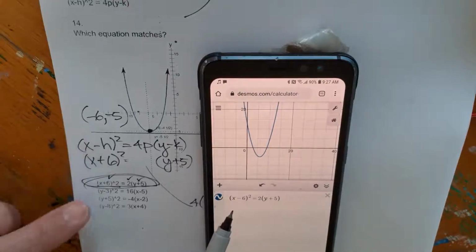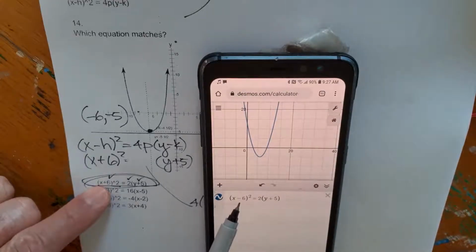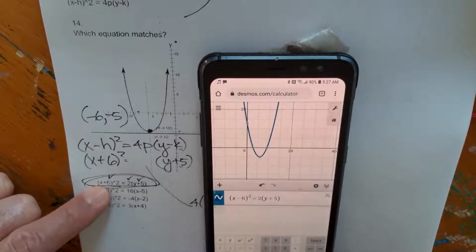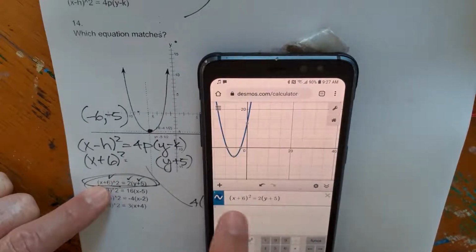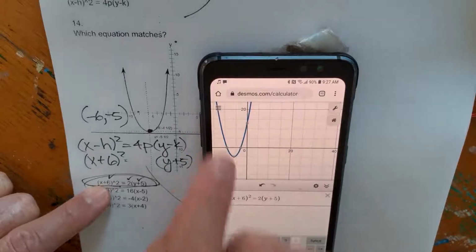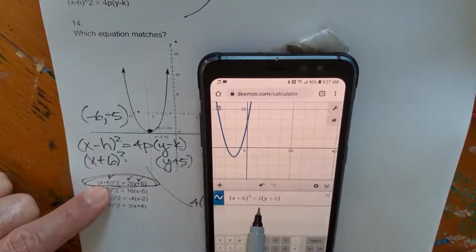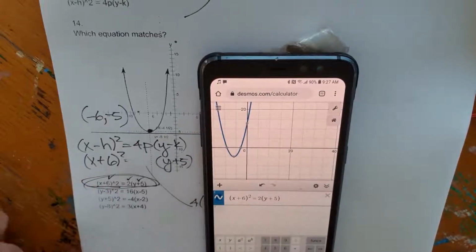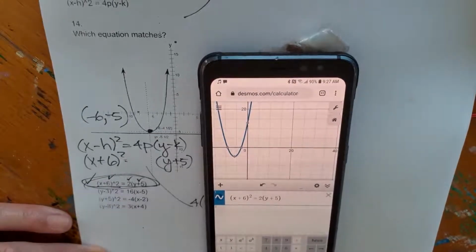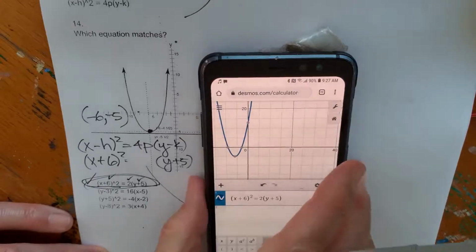So let me check my equation again. It should be x plus 6. I did x minus 6. Let's correct that. And that's the other thing you want to do, is play around with these equations. Change signs, change numbers, and see what happens to the graph. Y plus 5, 2. So now this looks like the one I've got. And this, sure enough, is an equation of a parabola as demonstrated by what we did on Desmos.